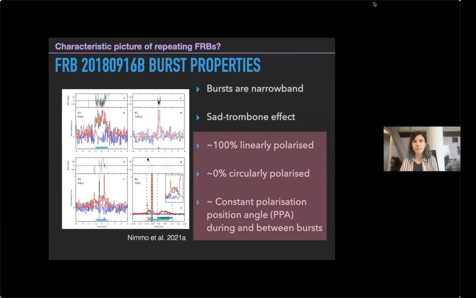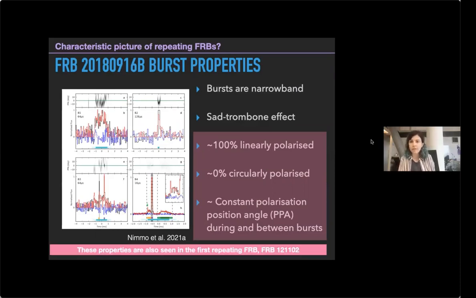And then in terms of the polarization angle, which is shown in the top panels, it's roughly constant during the bursts and also between bursts. These properties are also seen in the case of the first repeater, 121102. But I should note the caveat of the Li et al. repeater, where some of the bursts show lower linear fractions and some show polarization angle swings. But yeah, a large sample of those bursts do match these properties that I've described.